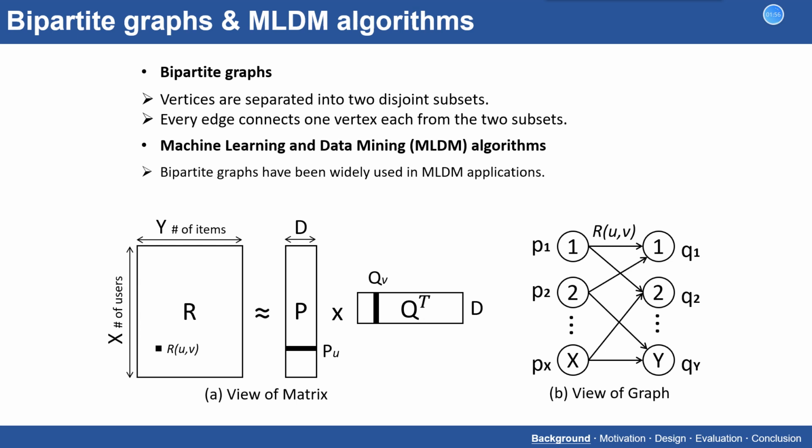For example, the collaborative filtering problem predicts the missing ratings from users to items based on existing ratings. When this problem is abstracted as a bipartite graph, users and items constitute the two vertex subsets separately, and existing ratings are represented as the edges between these two subsets.